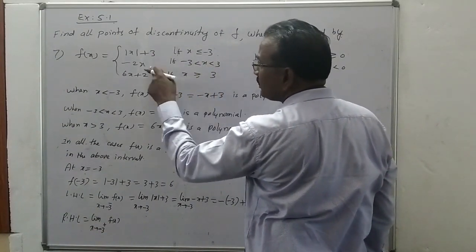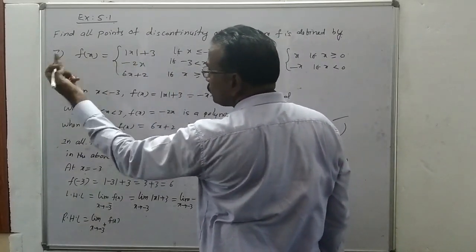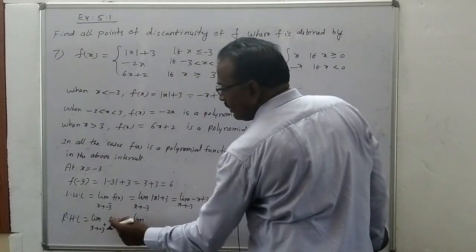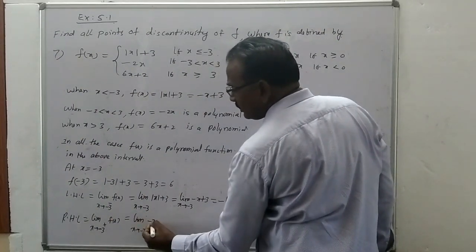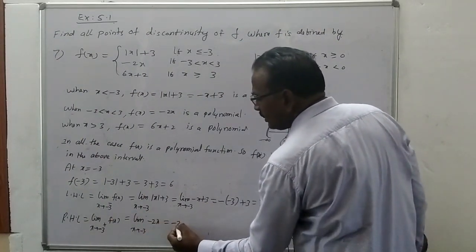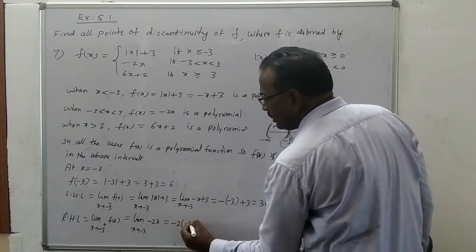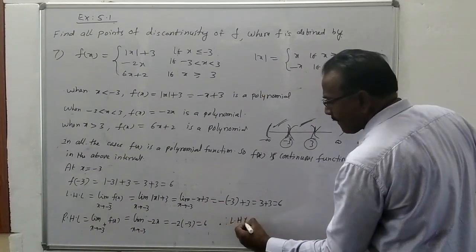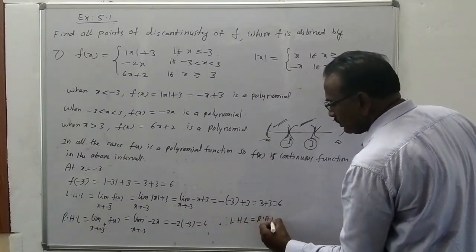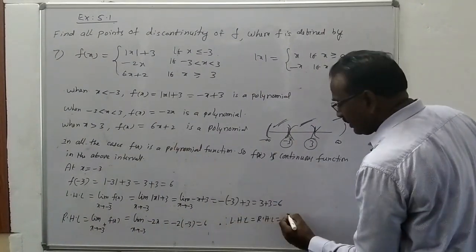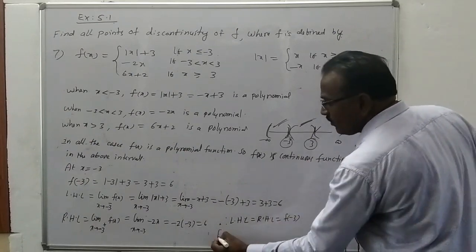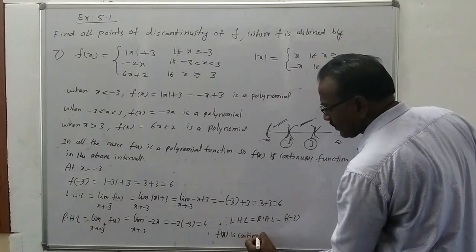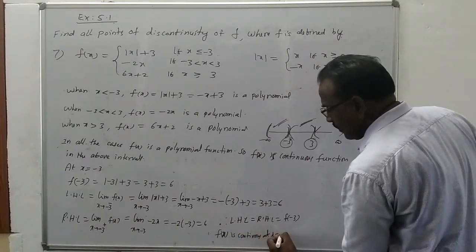For x greater than minus 3, the function is minus 2x. So that is the limit as x tends to minus 3 of minus 2x. By direct substitution method, minus 2 into x, x is equal to minus 3, so that is plus 6. So clearly LHL is equal to RHL is equal to f of minus 3. Therefore f of x is continuous at x is equal to minus 3.